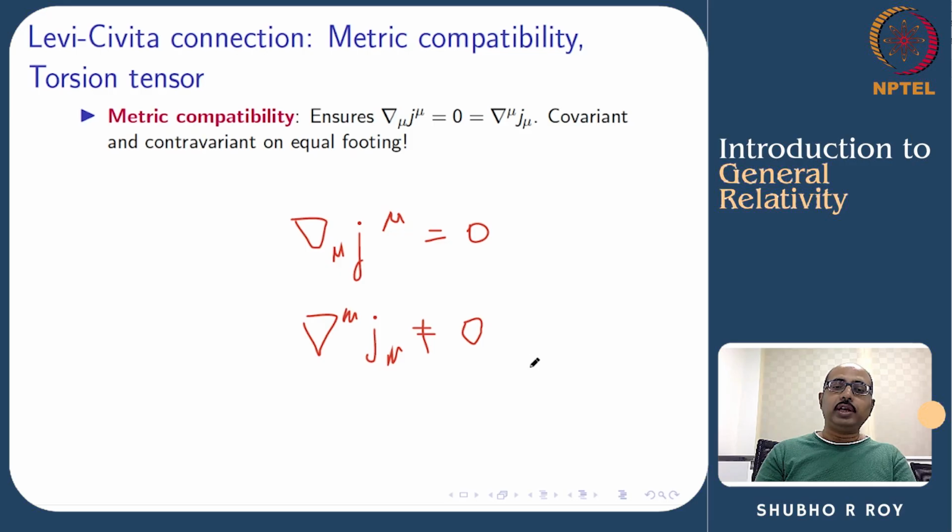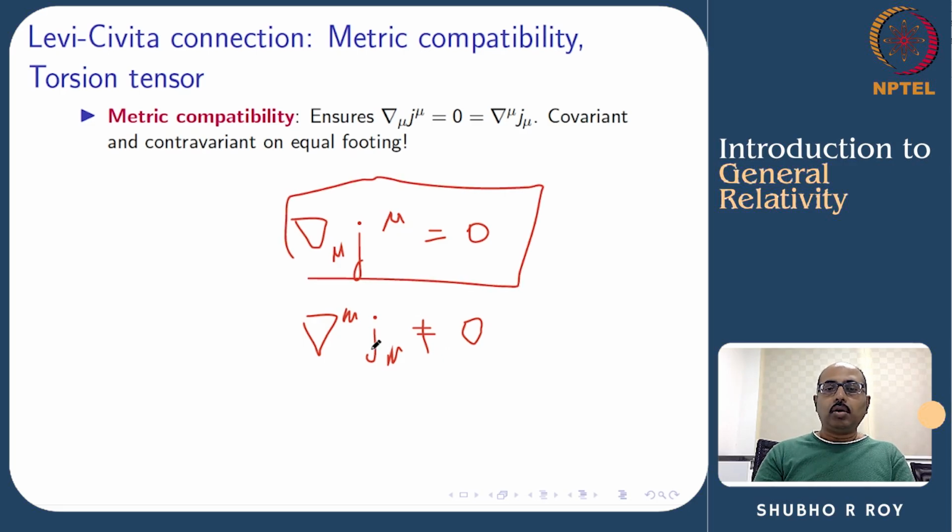That would be very strange because we want to treat covariant and contravariant indices on equal footing, right? In some sense, as far as physics is concerned, I should be able to write my continuity equation in this way or in this way with lower indices. There should not be a difference. It's very easy to check that this would force us to take metric compatibility.